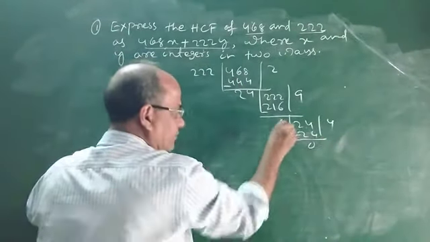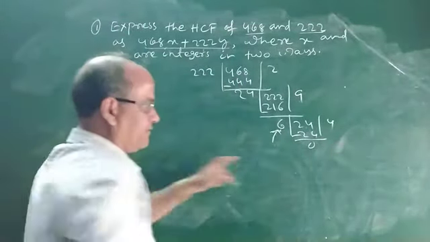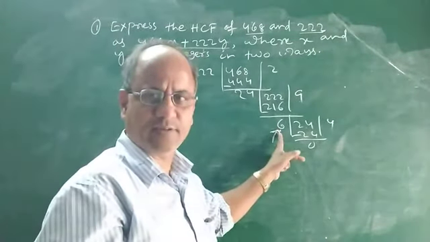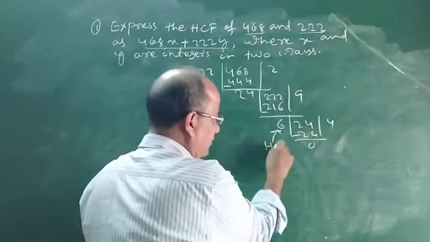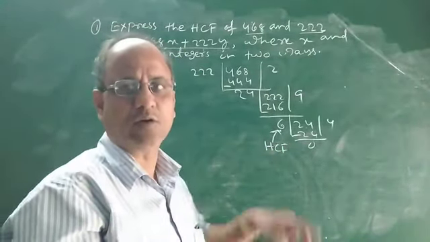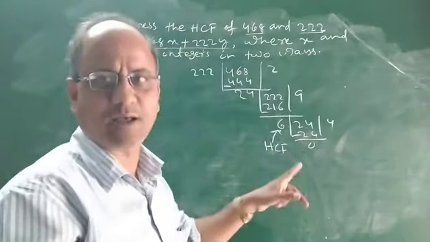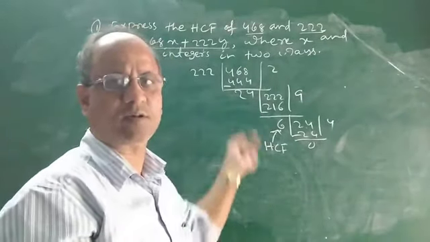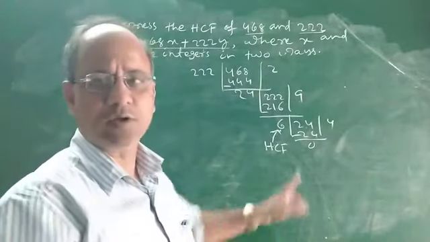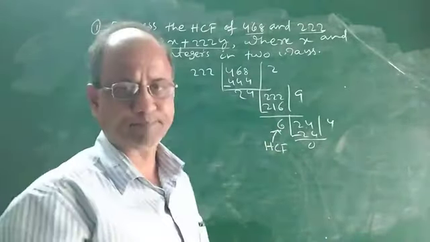Now look at it: after getting 0 remainder, which is the last divisor? It is 6, so this will be the HCF. This is what is known as your continued division method also. Euclid division lemma is otherwise known as the continued division process of finding the HCF of two positive integers. So here the HCF we got is 6.